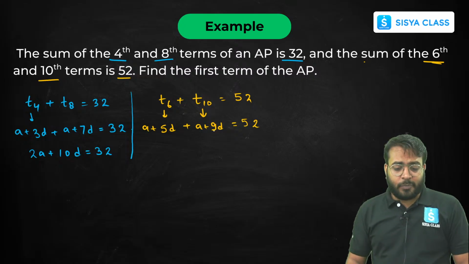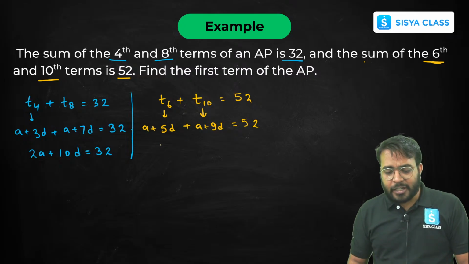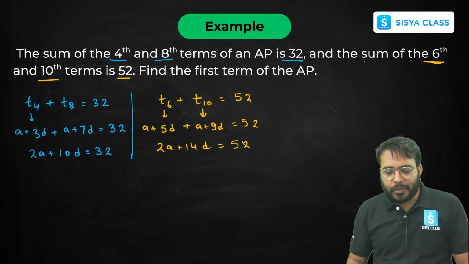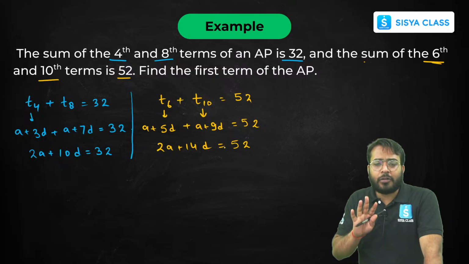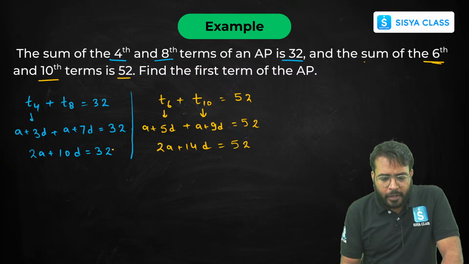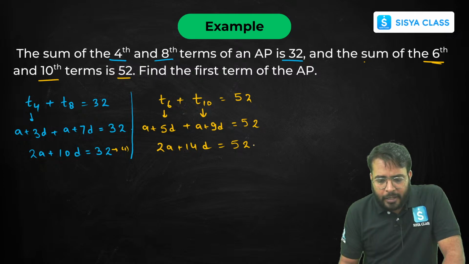And this is 52. Can we simplify this? Yes sir, we can simplify. A plus A is 2a, and 5 plus 9 is 14. So 2a plus 14d is equal to 52, right? Now here we got 2 equations. This is my first equation and this is my second equation.